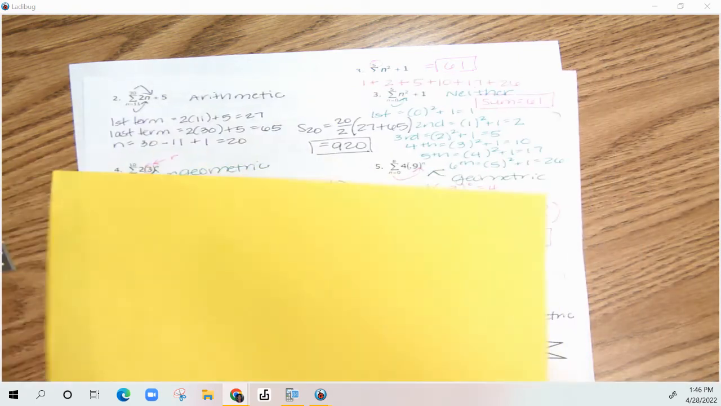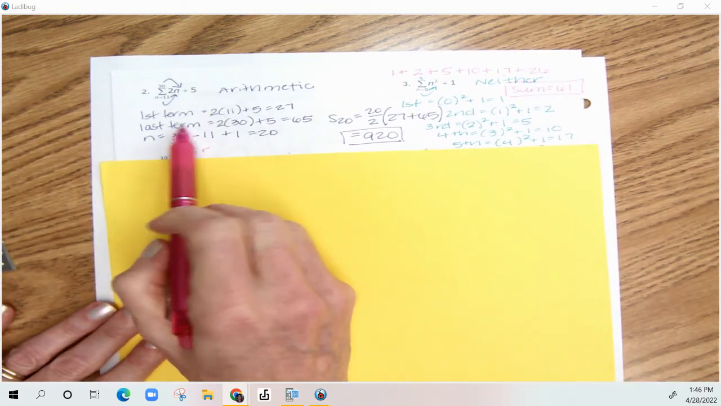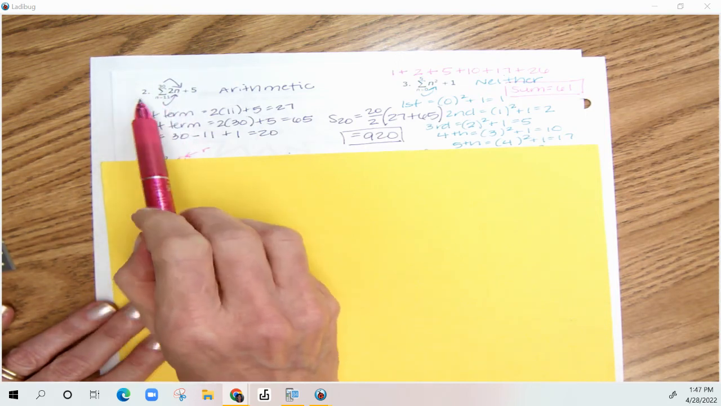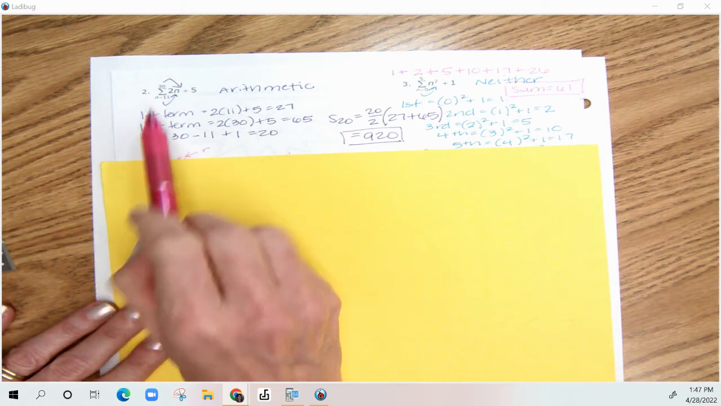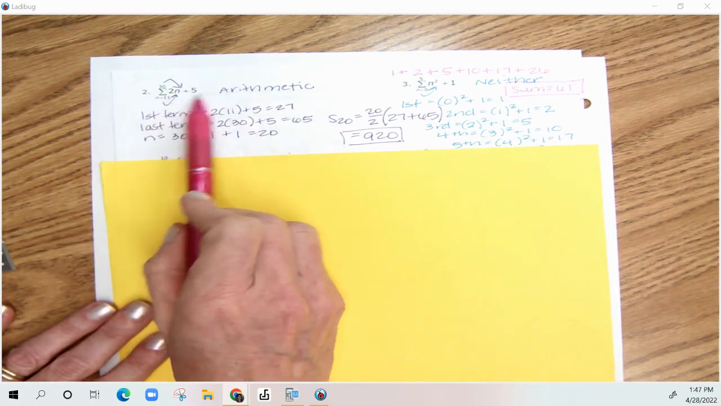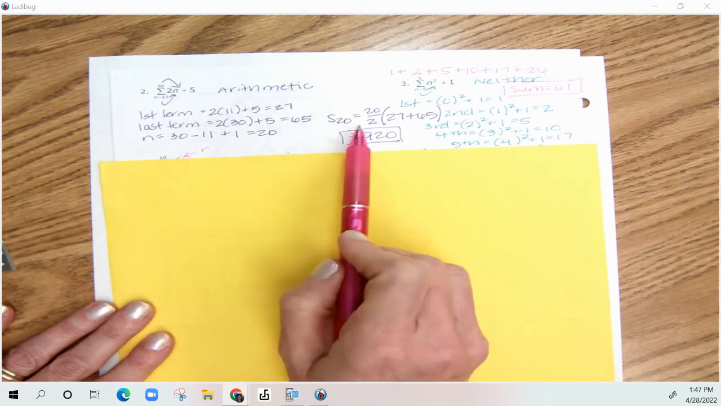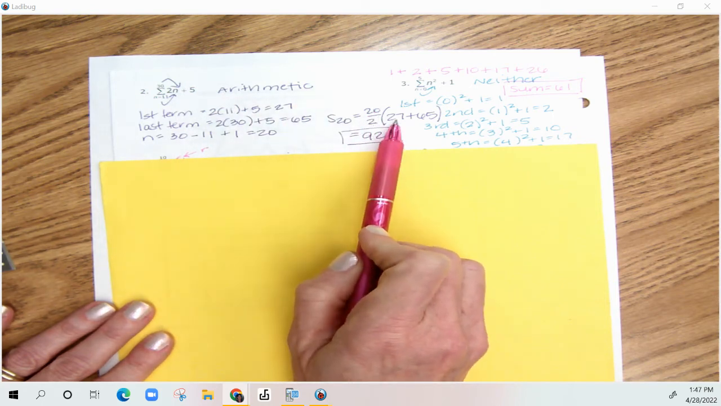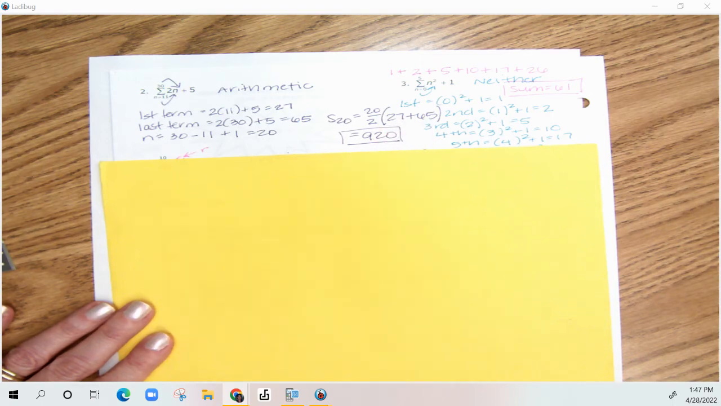Okay, so let's look at this. This one is arithmetic. The first term you get by plugging in 11. The last term you get by plugging in 30. And n is 30 minus 11 plus 1. And then because I know that this is linear, so it's arithmetic, I know I can use this formula. I've got n over 2 times a sub 1 plus a sub n, and I get 920.